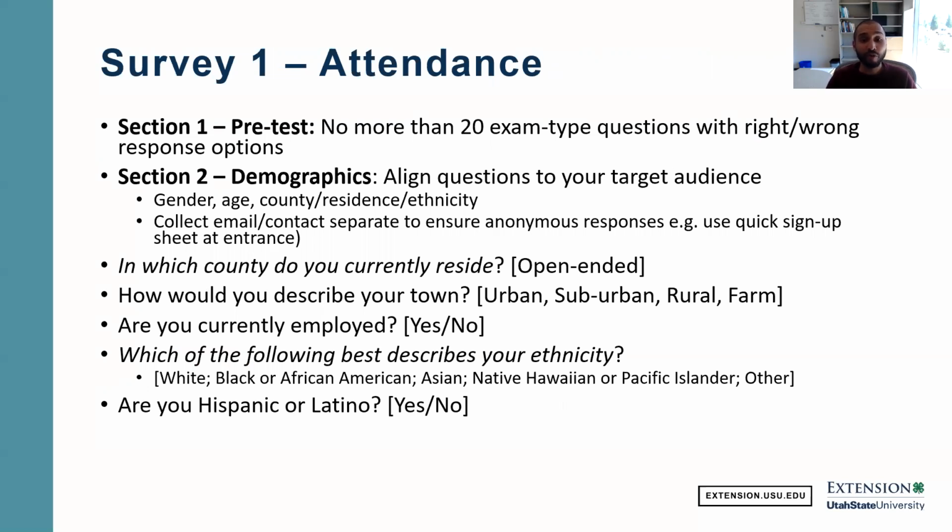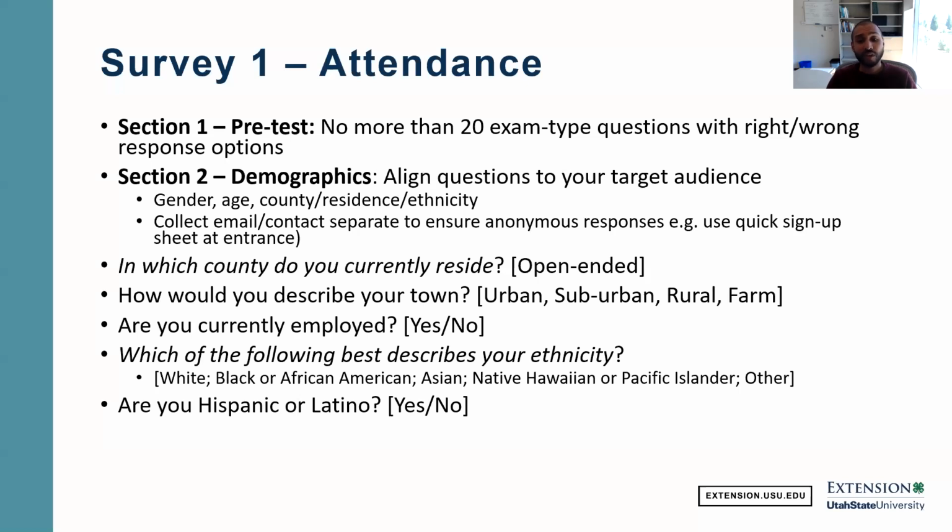So for example, if your program is targeted towards large ranchers, then you must ask at least 2 questions. These are: are you a rancher, and what is the size of your herd? These questions are designed to show that your program is reaching the intended audience. Other basic demographic questions are county of residence, employment status, maybe income if that's important, and ethnicity. So this slide provides some examples of standard demographic questions and the corresponding response options to those questions.